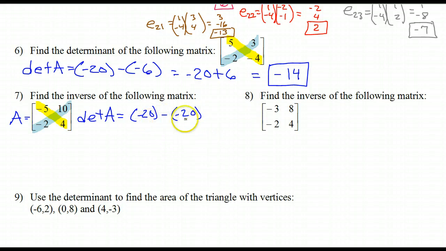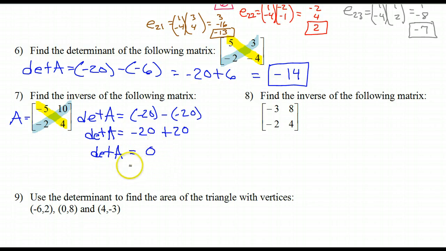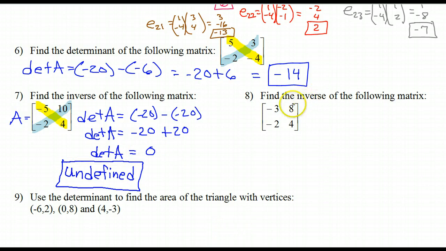Okay, and again, minus a negative is addition, so the determinant of A is equal to negative 20 plus 20. Uh-oh, what's happening? What's going on? That is 0. And everybody knows that if the determinant is 0, there is no inverse. So we will just have to say undefined. There's no inverse if the determinant is 0. All right, hopefully we'll have better luck on number 8.